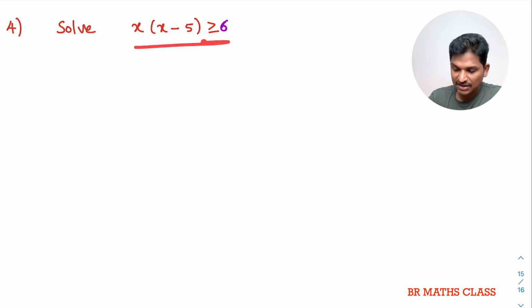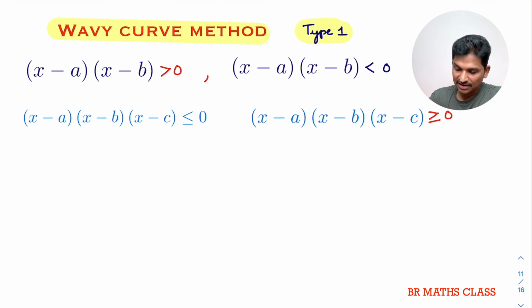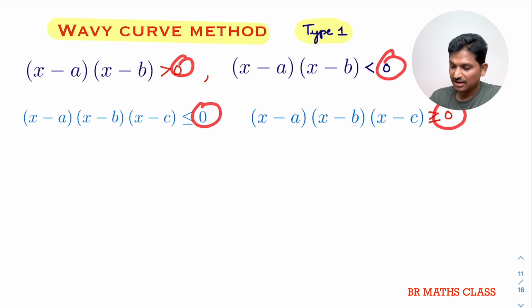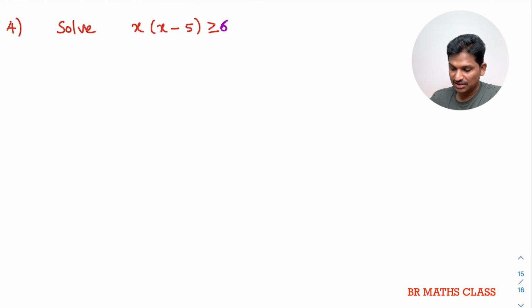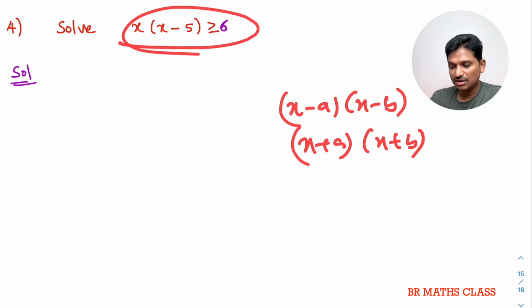You see this question, x into x minus 5 greater than or equal to 6. We need to solve this inequality. Here one problem is there. Whatever I wrote here, greater than 0, less than or equal to 0, the right hand side part 0 is there, you observe, right? But in this question, greater than or equal to 6 is there, right? Then how to solve this? Basic thing is we can convert this in the form of x minus a into x minus b, or x plus a into x plus b, or x minus a into x plus b. Like this we can convert.